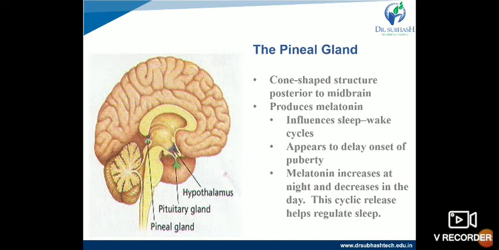Next are the pituitary gland and the hypothalamus. So it influences the sleep wake cycles. It appears to delay the onset of puberty, and melatonin increases at night and decreases in the day. So over here melatonin will be increased at night. Once there is a sunset, after that it may be released, so it may induce sleep. This cycle helps regulate sleep, so it also maintains sleep.